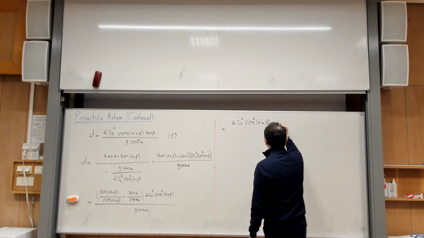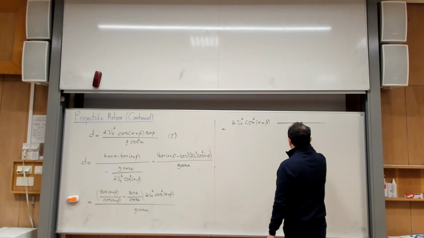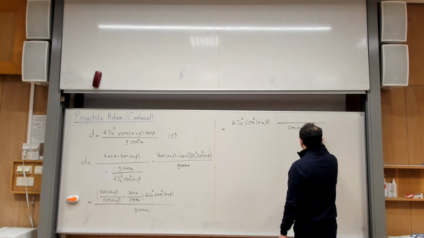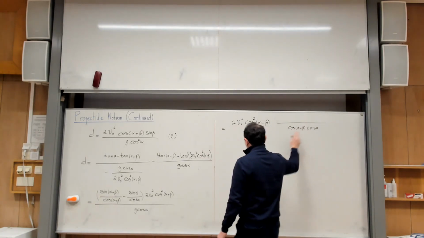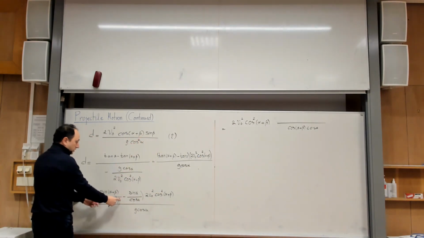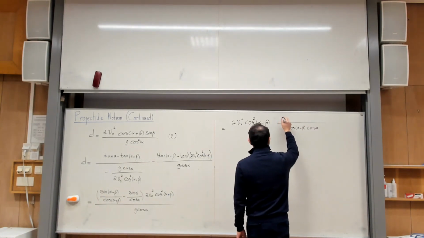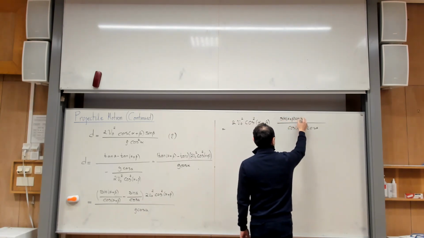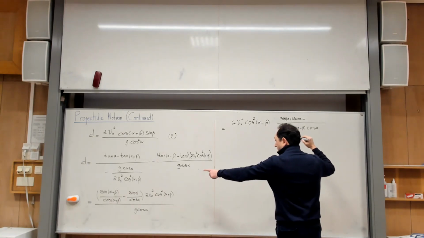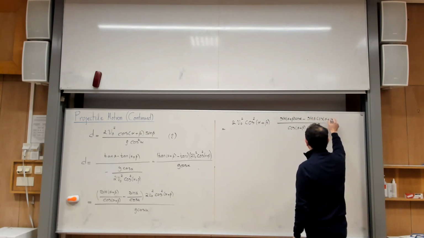Then the common denominator is the product of those cosines, cosine alpha plus beta times cosine alpha. And with respect to this, the extra factor is cosine alpha that I have to multiply here. This becomes sine alpha plus beta times cosine alpha, and then minus sine alpha times cosine alpha plus beta. Yes?